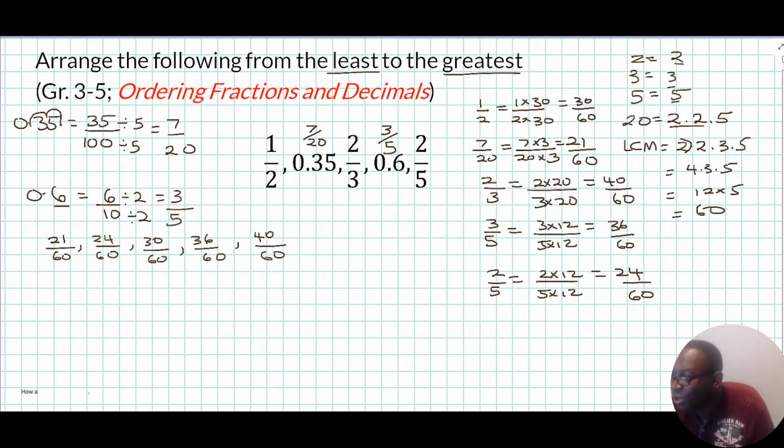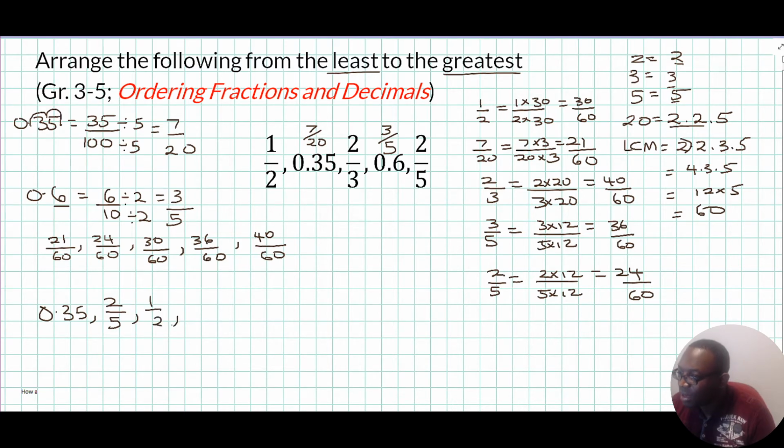So now, what are we going to do here? We're going to rewrite all of these using the original fractions and decimals we were given. So let's look at 21 over 60, that is 7 over 20, which is 0.35. So we have 0.35 as the smallest. 24 over 60, that is 2/5. So that is going to give us 2 over 5 here. The next one is 30 over 60, which is 1/2.